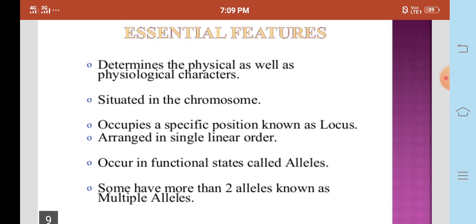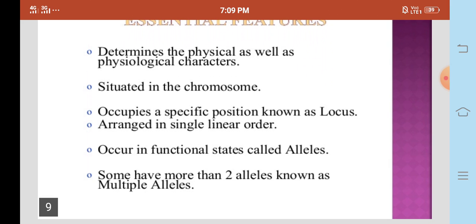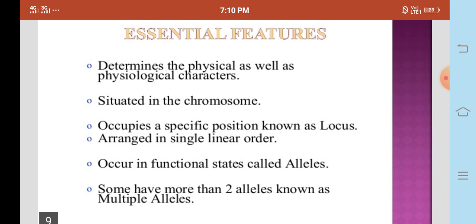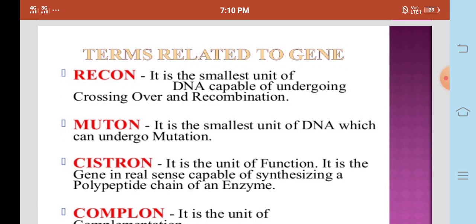Essential features: genes determine the physical as well as physiological characters. They are situated in the chromosome, occupy a specific position known as locus, are arranged in a single linear order, and occur in functional states called alleles. Some have more than two alleles, known as multiple alleles. Alleles means the alleles present in genes. This works on genetic material.